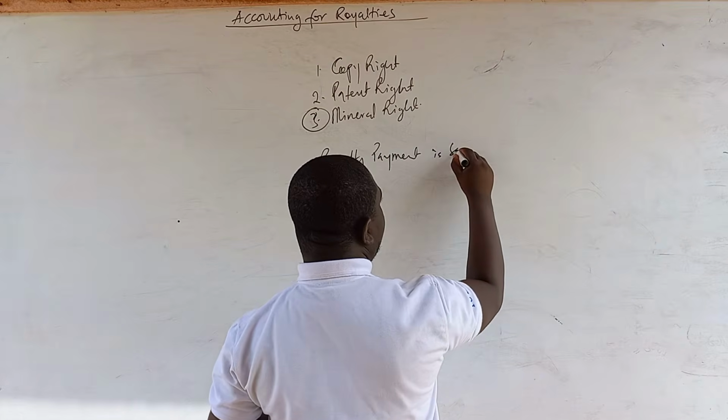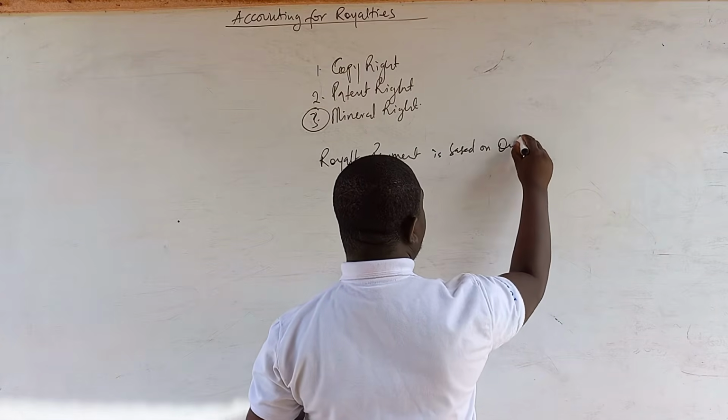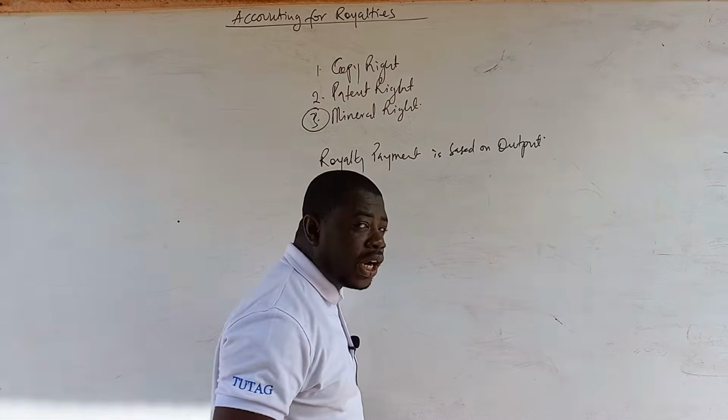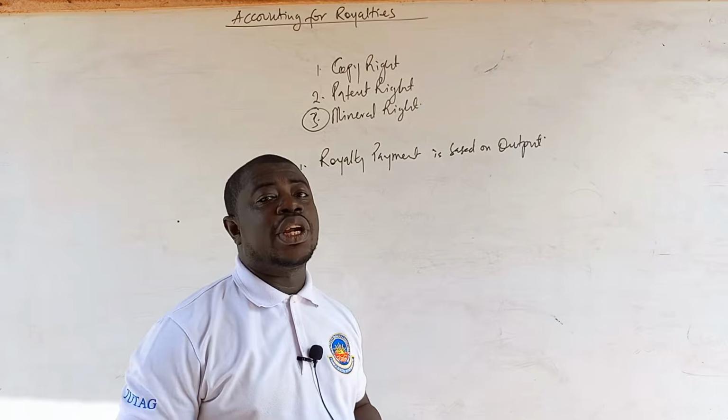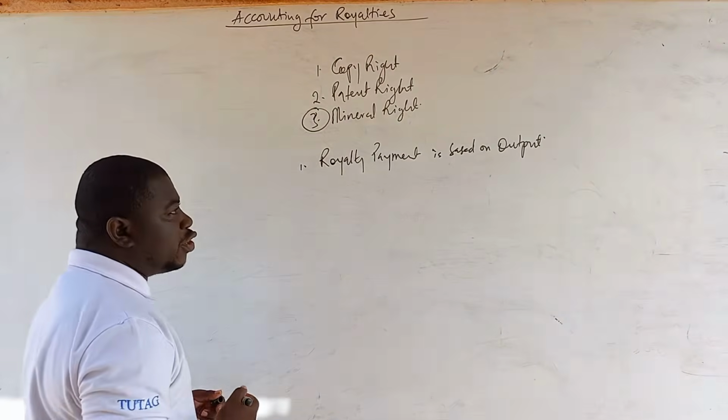Is based on output. What do I mean by it is based on output? That is the first thing you should understand with this. The royalty payment is based on output. What do I mean by it is based on output?